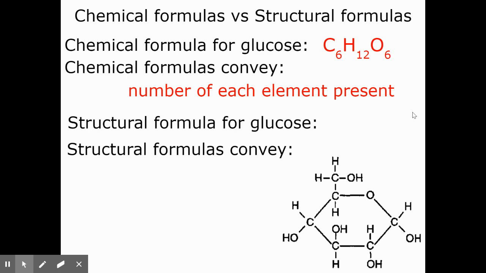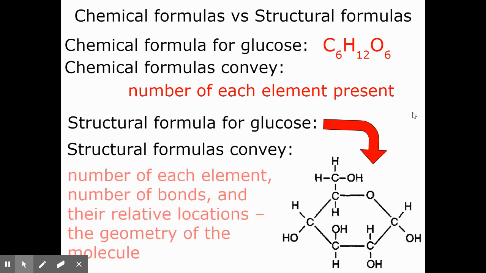Now, a structural formula is what you're looking at there. That takes those 6 carbons, and if you count those, there are 6 there, there's 12 hydrogens and 6 oxygens, and it shows you the structure. It shows you how they're bonded together, all right? It gives you how many elements, obviously, just like the chemical formula does. It also shows you the bonds. Those little straight lines show the bonds between the elements. And then it shows you kind of how they're structured, the geometry of the molecule.